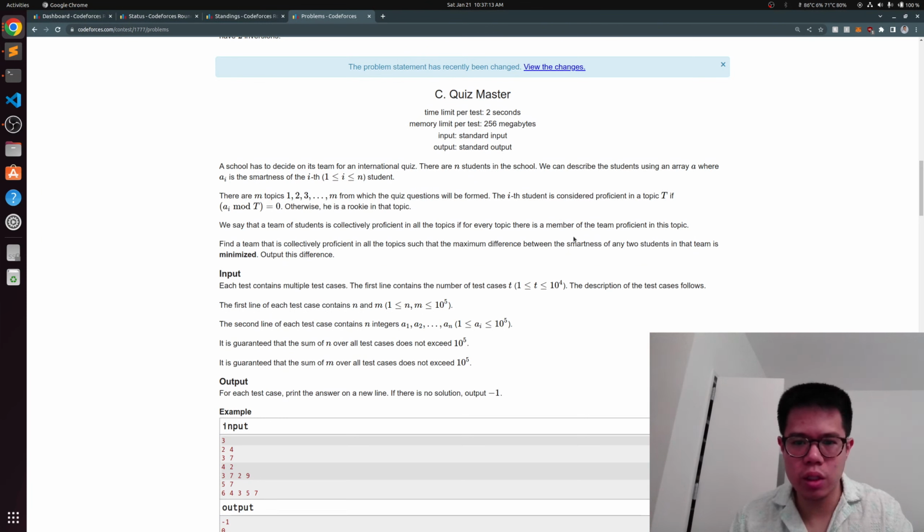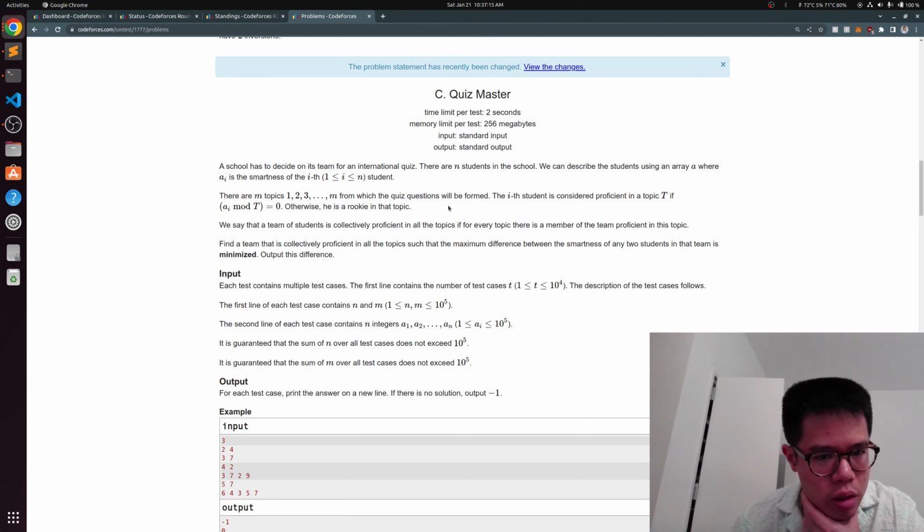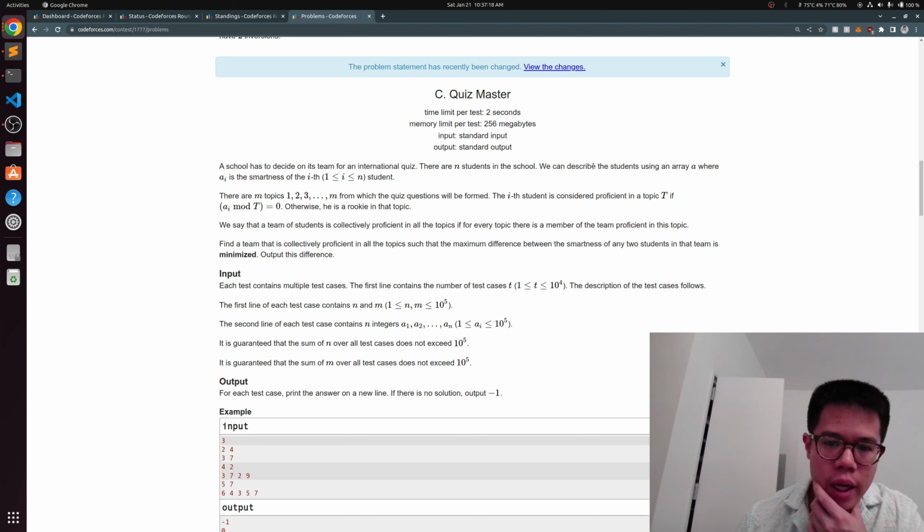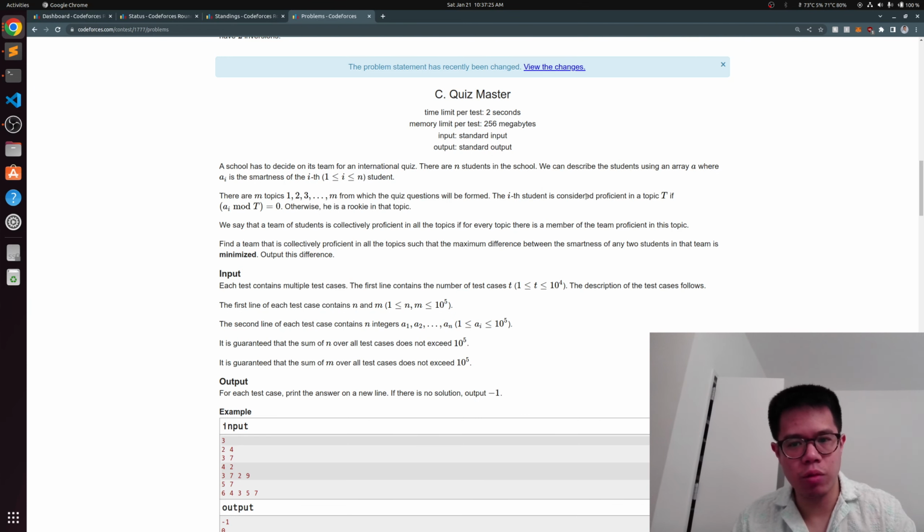Problem C, what was this? Yes, okay. So A_i is the smartness of the ith student, and there's m topics 1 through m. The ith student is proficient in topic t if A_i mod t is 0. And we want to get a team of students with the smallest difference between the max and min smartness so that the team is proficient in every topic. So at least one student on the team covers that topic.